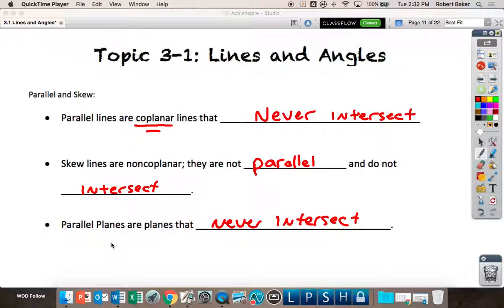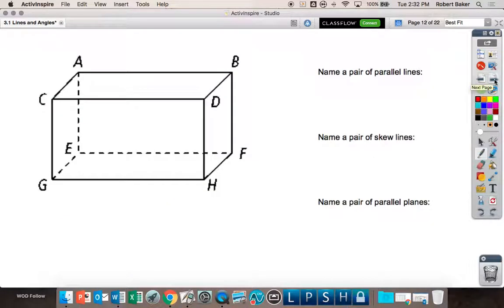Parallel, skew, intersecting, see what it looks like. So it gets a little weird when you have a picture that looks like this. It's just a big old box. So I'm going to ask you to just name a pair of parallel lines.